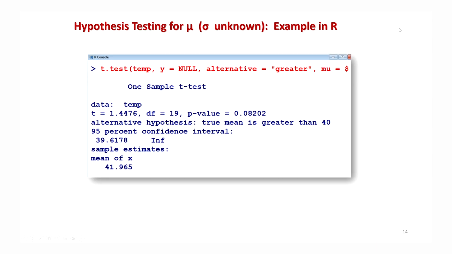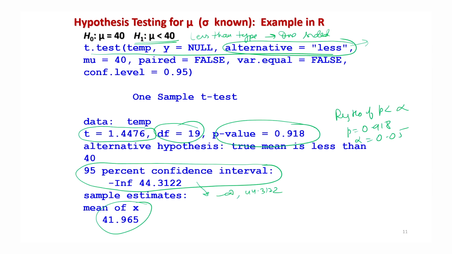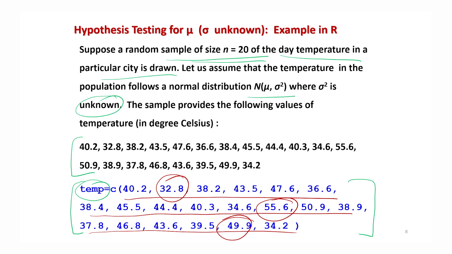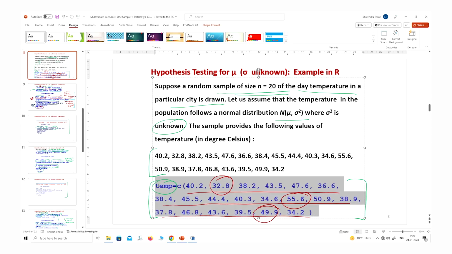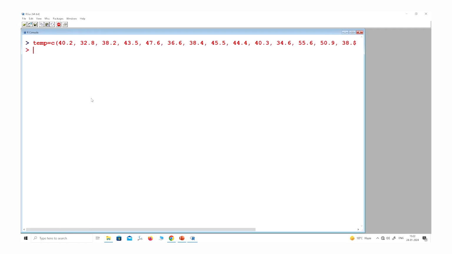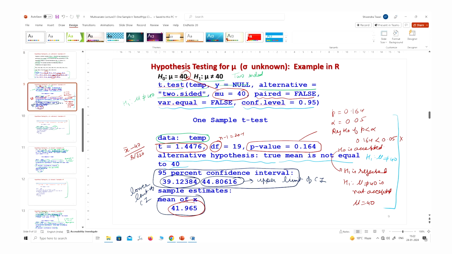So now let me show you these things on the R console. This is the screenshot of the same outcome. Right. So let me just copy this data and bring it to the R console. You can see this is now my data here, temp, and this command, as I told you, this test is available in the base package, right?